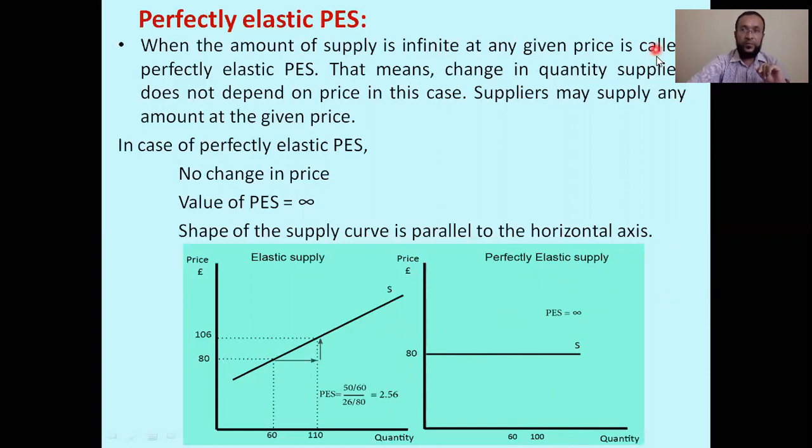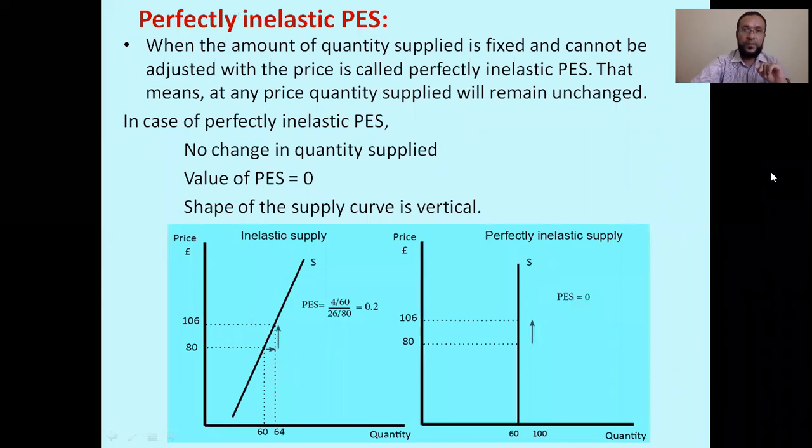Now let me move to the perfectly inelastic supply. Perfectly inelastic supply is when the amount of quantity supplied is fixed and cannot be adjusted with the price. That means at any given price, quantity supplied will remain unchanged. In this case, there will be no change in quantity supplied, and the value of elasticity will be 0.